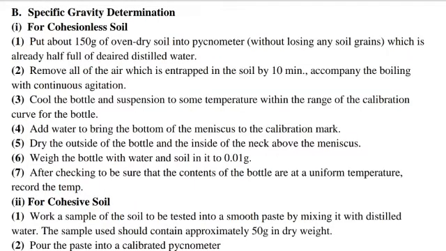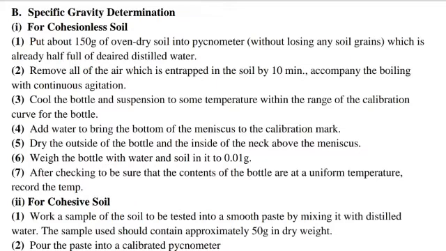B. Specific gravity determination. 1. For cohesionless soil. 1. Put about 150 gram of oven dry soil into the pycnometer without losing any soil grains, which is already half full of de-aired distilled water. 2. Remove all of the air which is entrapped in the soil by boiling for 10 minutes. Accompany the boiling with continuous agitation.